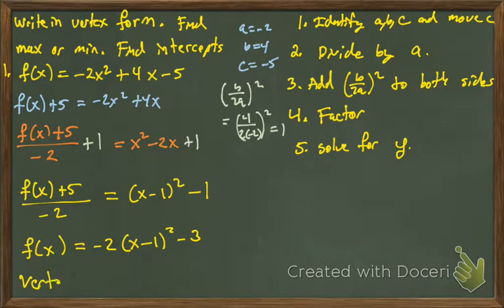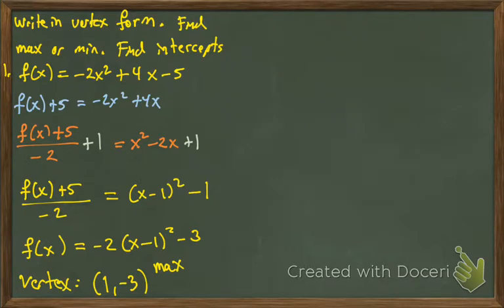Okay, so your vertex is going to be opposite of what's inside here, so that's going to be 1 and then negative 3. And because the a here is negative 2, that says we're going to open down, so this is going to be a maximum. The one other thing here, I don't think I listed it here, but your axis of symmetry is going to be the x-coordinate of the vertex, x equals 1. Okay?